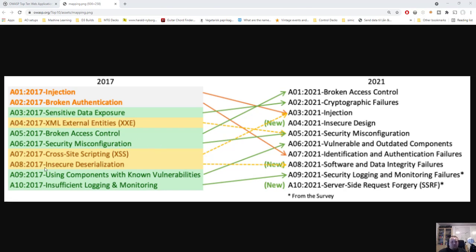All right. Insecure deserialization is directly merged into the new category called software and data integrity failures, which is in the same place as before, the 8th place. It doesn't say anything about whether insecure deserialization is worse now as opposed to when they released the top 10 2017 list to the newly released top 10 2021 list.